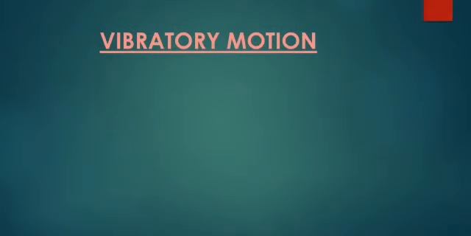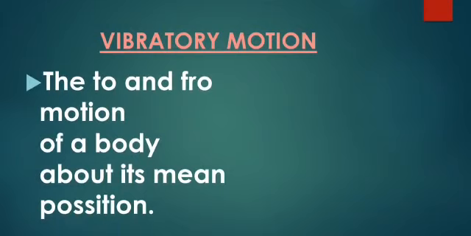The third type of motion is vibratory motion. It is the to and fro motion of a body about its mean position, or we can say the back and forth motion of a body about a fixed or mean position. Here the body will leave its mean position, but in a certain time it will pass through its mean position and repeat the same motion again.